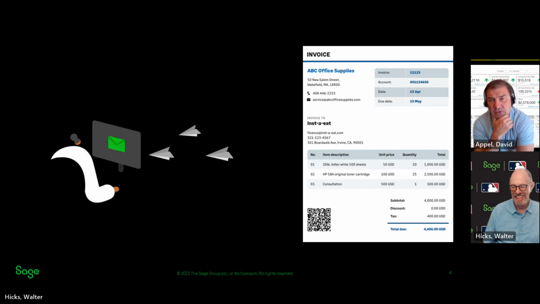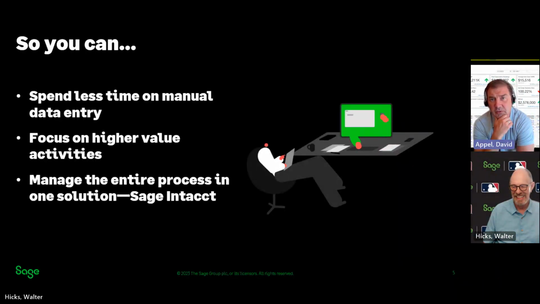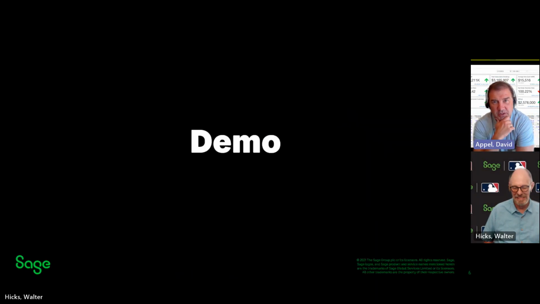So there's three points of value we hope come to for this for you. Spend less time on manual data entry, focusing on your higher value activities, become strategic instead of tactical in your efforts. And something that's really important to us is giving you one process with one solution, because that's the best way you manage finance and your cash position.